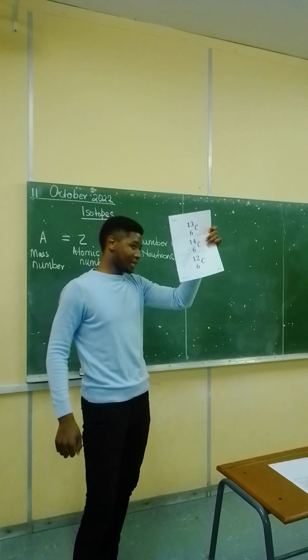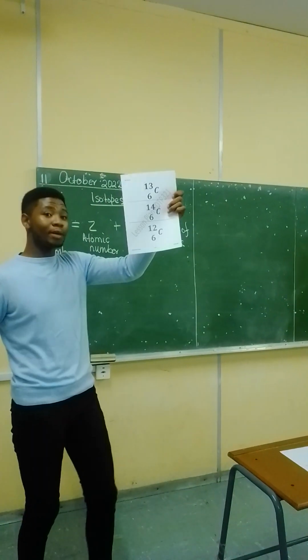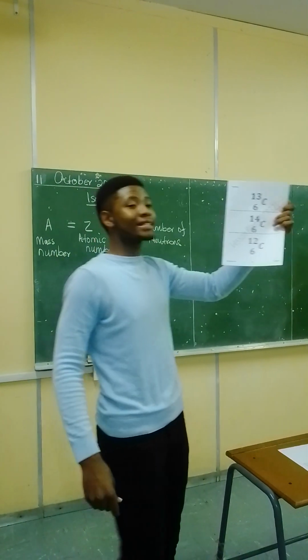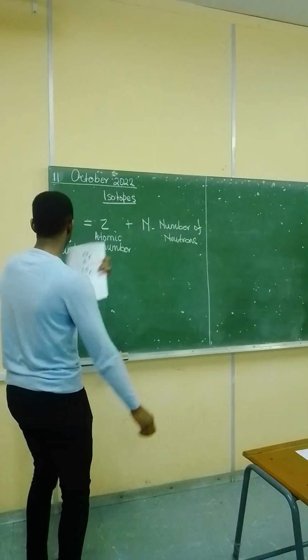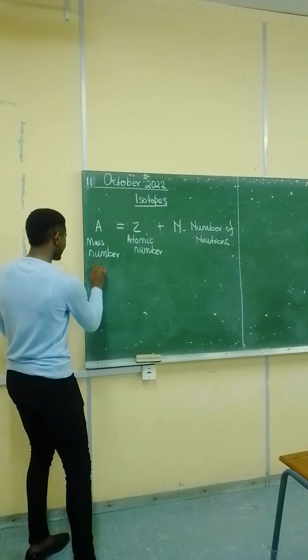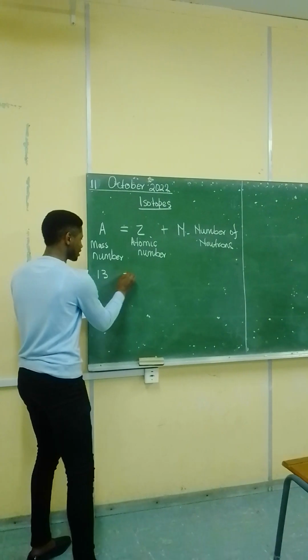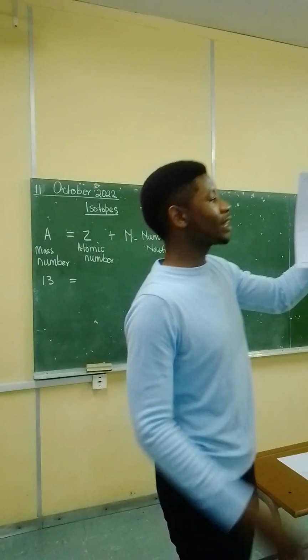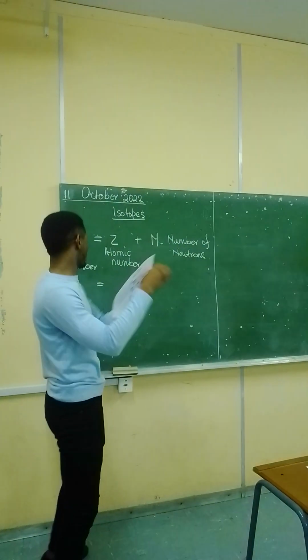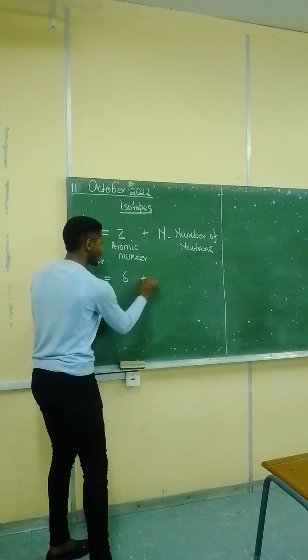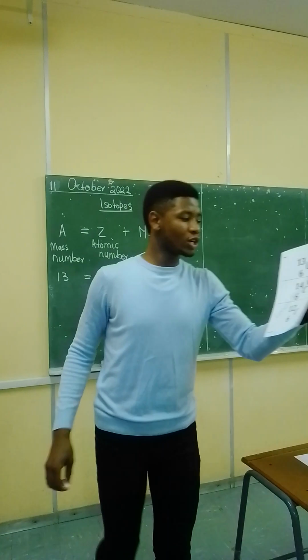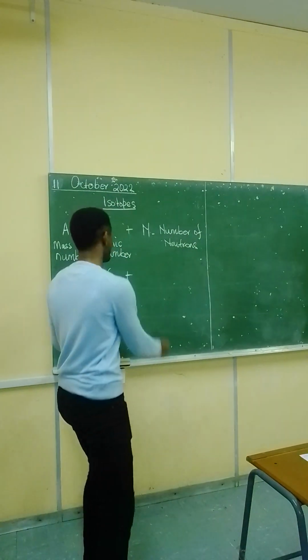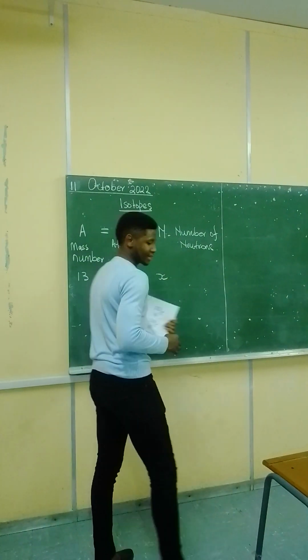Now, here in this picture, I have diagram 1. What is the mass number here? The mass number is 13, which is equal to the atomic number, the one below here, so it's 6, plus the number of neutrons. Do we know the number of neutrons? No, we don't know. So we're going to say this is X.